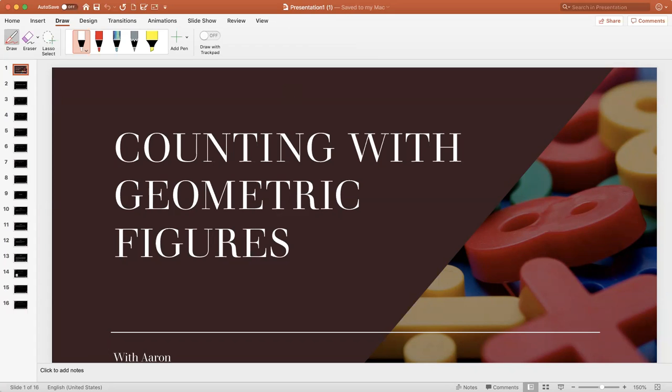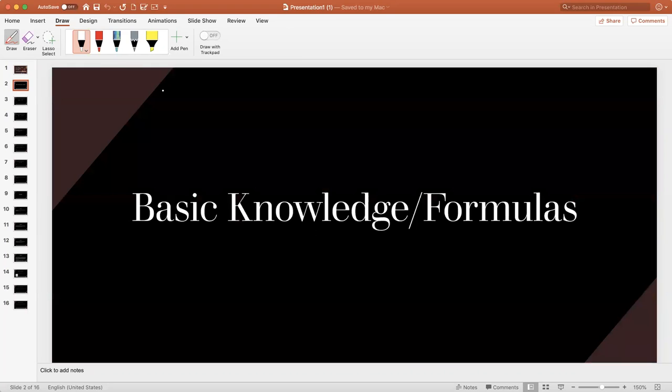So today we will be talking about how to count with geometric figures, such as counting how many squares, triangles, or how many points of intersection in a plane between a circle or a triangle. So we'll cover some basic knowledge and some formulas first, and then we will move on and also go over some problems.